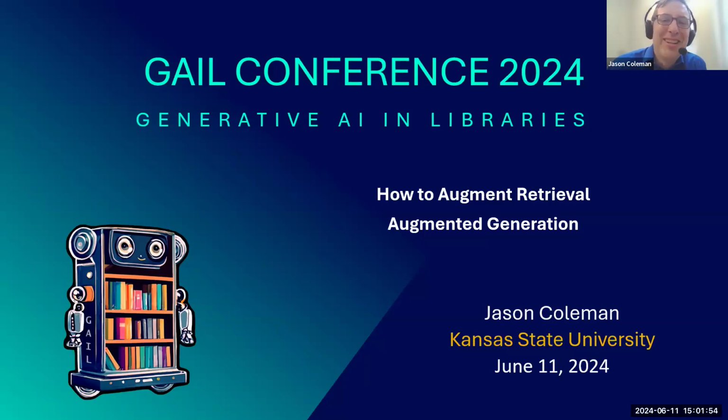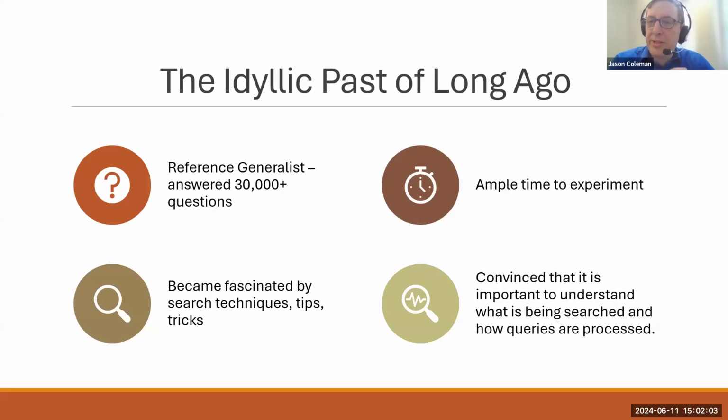Oh, good, thank you. So the title of my talk is How to Augment Retrieval Augmented Generation. Before I jump into that, I'm going to give you a brief background to explain why I came to this presentation. So many years ago, 1998, in fact, I started my library career as a reference generalist here. And I loved that job. It didn't pay very well at all, but I got to sit at a reference desk that was very busy and answer questions all day long.